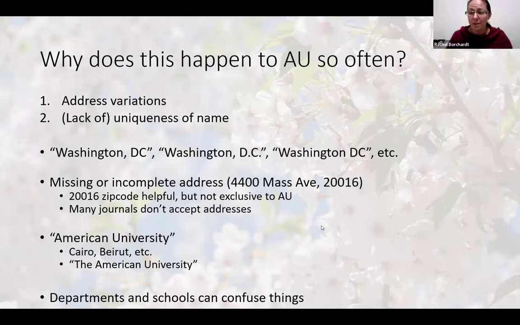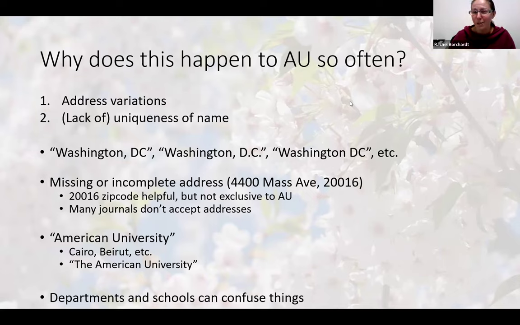Yeah, and to note, many journals won't even accept an address. So when we're talking about how this mistake happens, it oftentimes is the publisher themselves that is not formatting or making enough data available to make a positive match.